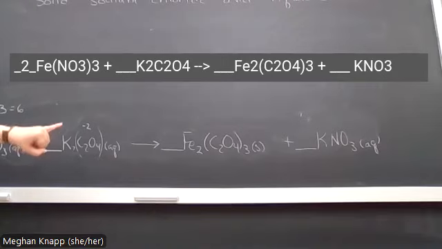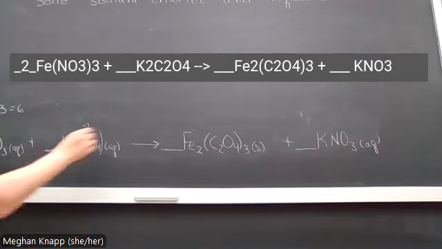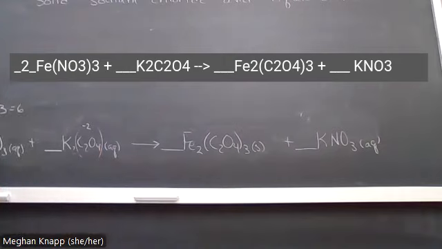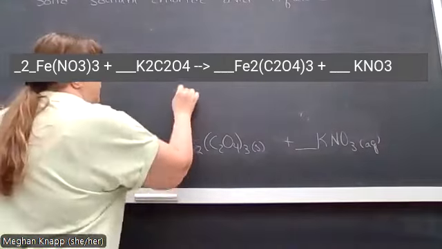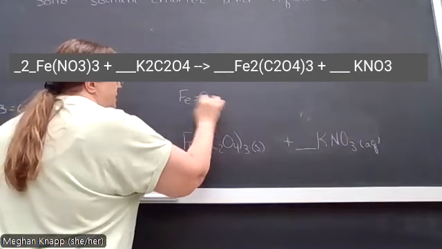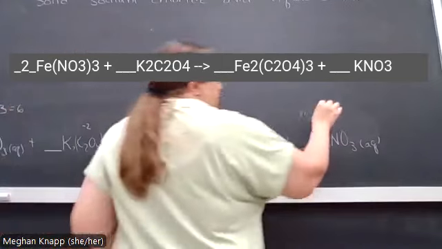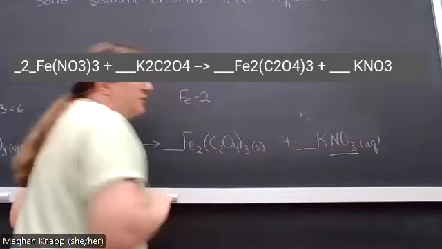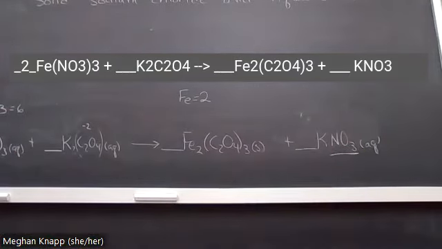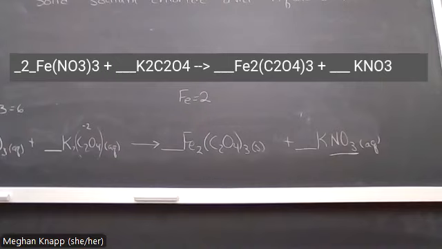Then I'm going to go over to this side. So my iron's okay here. I've got, keep changing iron to fluorine. I've got 2 on this side. And then over here, I need 6 of those nitrates. So what am I going to do? What do I put in front of the K and O3? A 6. Yeah.